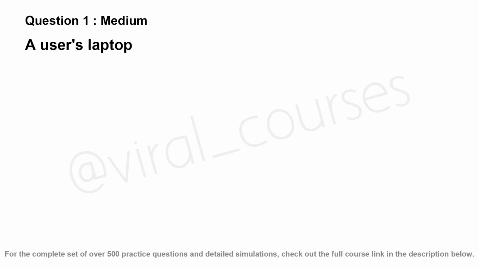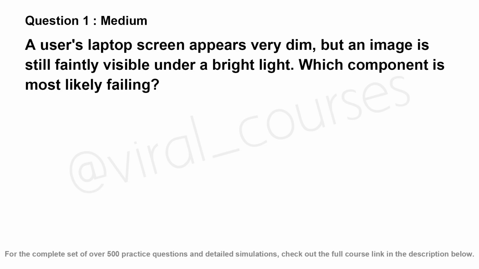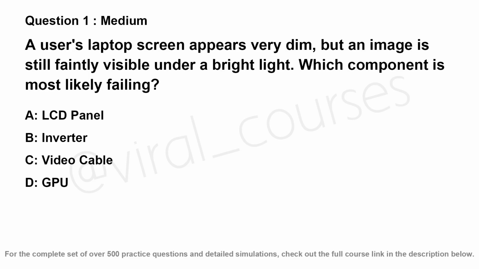A user's laptop screen appears very dim, but an image is still faintly visible under a bright light. Which component is most likely failing? Option A, LCD panel. Option B, inverter. Option C, video cable. Option D, GPU.